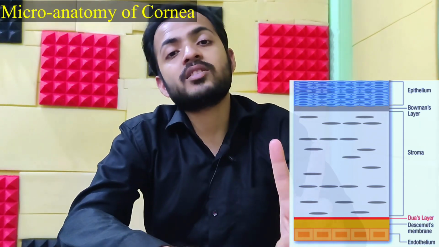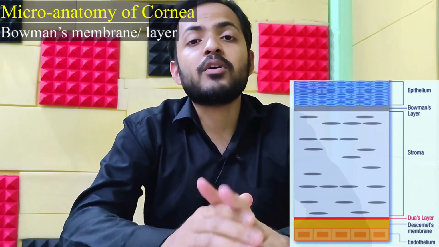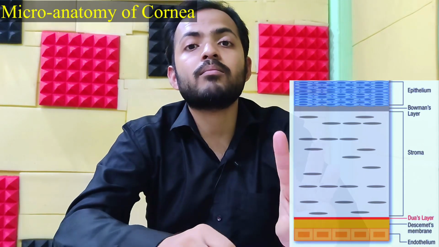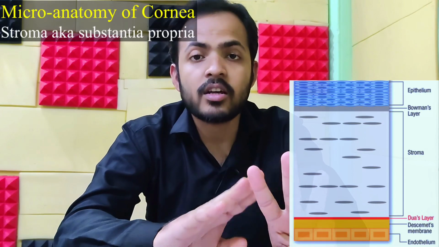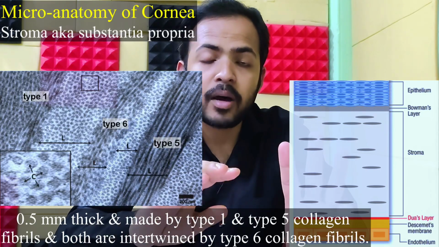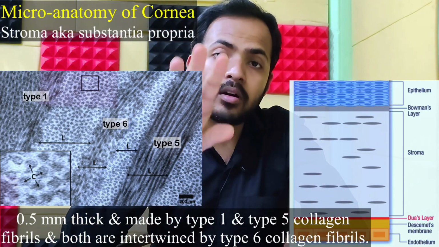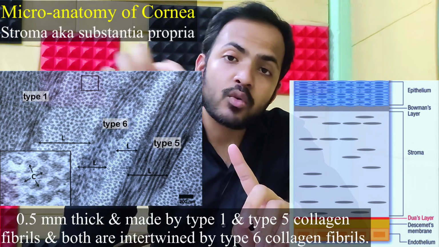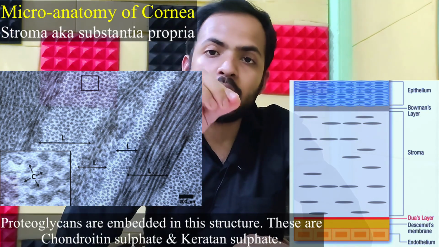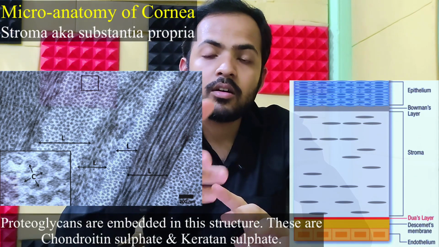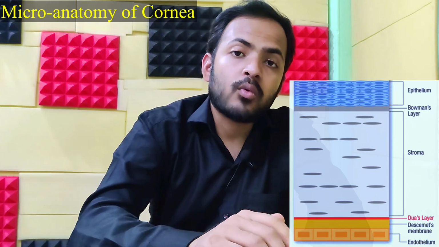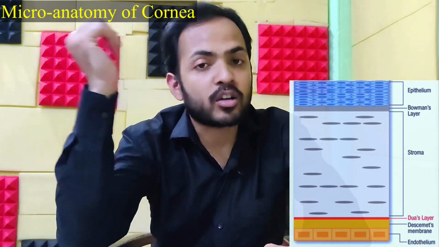Okay. After the epithelium, secondly you're going to find Bowman's membrane. It is made of condensed collagen fibrils, almost 12 micrometer thick. Now after Bowman's membrane you're going to find the stroma, which is also known as substantia propria. It is 0.5 millimeter thick and it is made of type 1 and type 5 collagen fibrils, which are intertwined by type 6 collagen fibrils. Now these filaments are embedded in some types of proteoglycans. In these proteoglycans you're going to find chondroitin sulfate and keratan sulfate. Now what are these things? I will talk about details in the biochemistry chapter, not here.